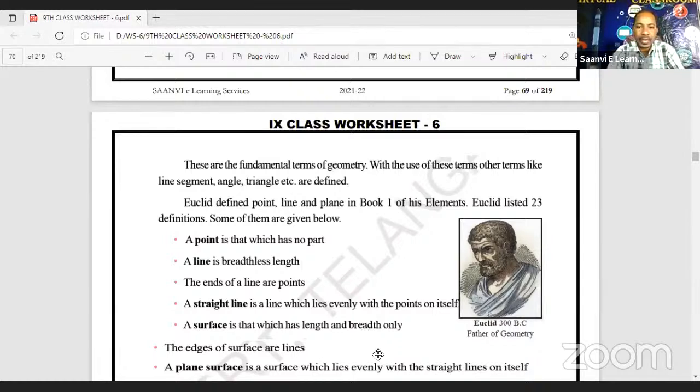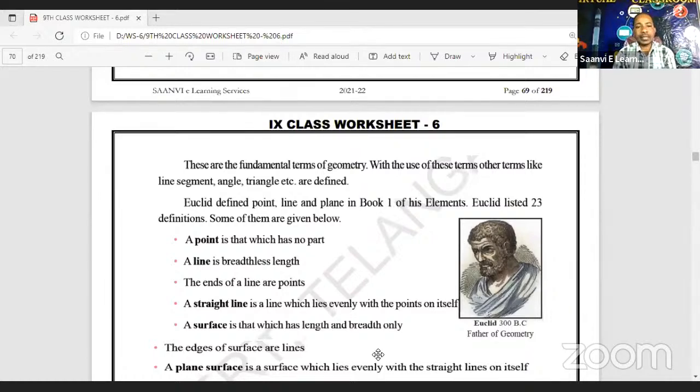So here Euclid has given some definitions. A point definition he has given: a point is that which has no part. And about a line, a line is breadthless length. Already we have seen in the figure. The endpoints of a line are points.